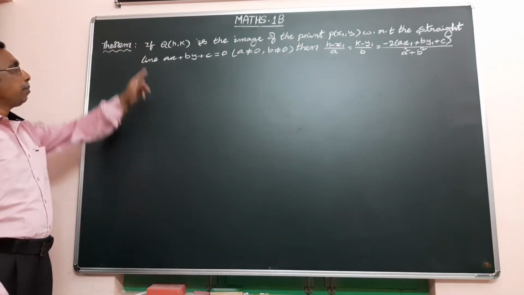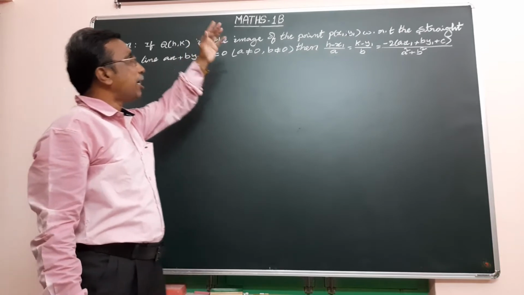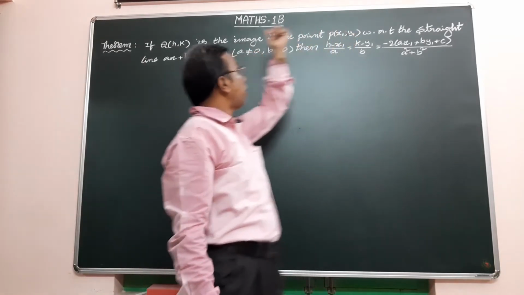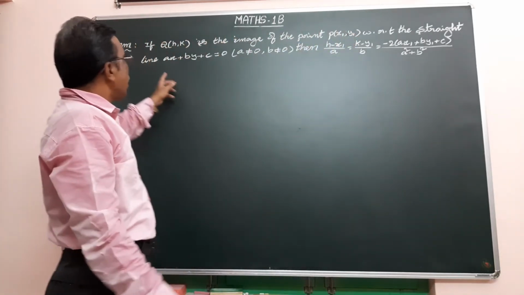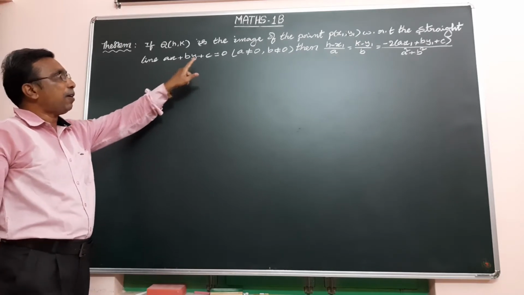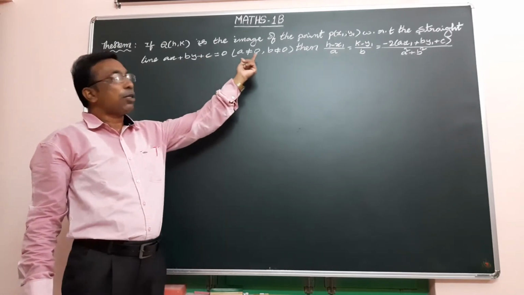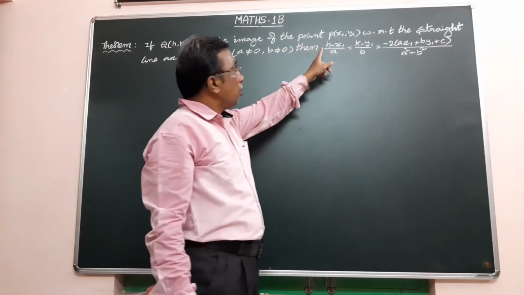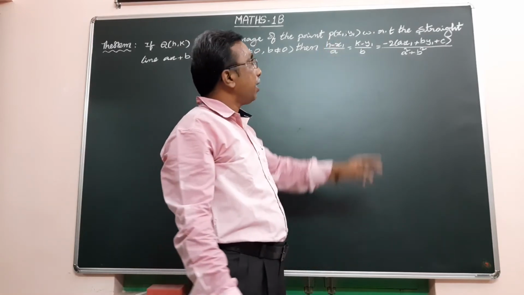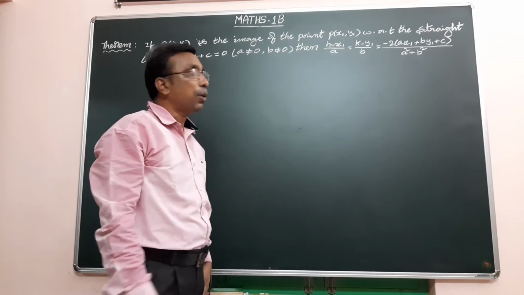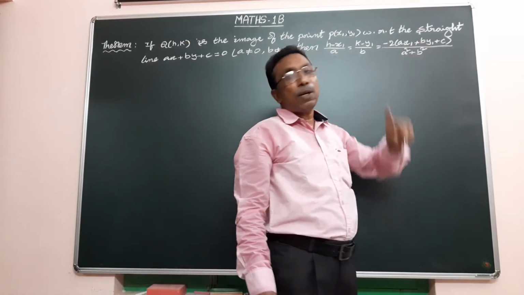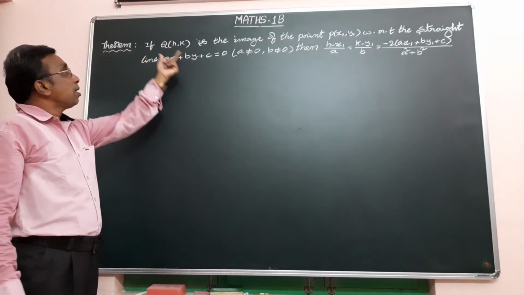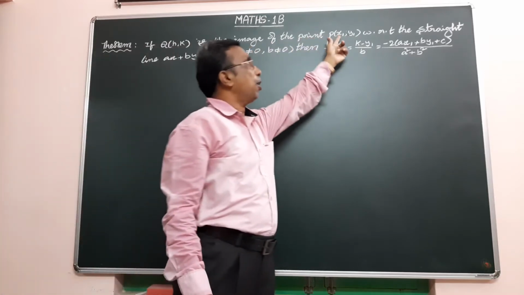This is the statement. If Q of h comma k is the image of the point P of x1 y1, with respect to the straight line ax plus by plus c equal to 0, a not equal to 0, b not equal to 0, this is the line equation. Then we prove that h minus x1 by a equal to k minus y1 by b equal to minus 2 into ax1 plus by1 plus c by a square plus b square. This is the line equation, this is the image point, this is the original point.